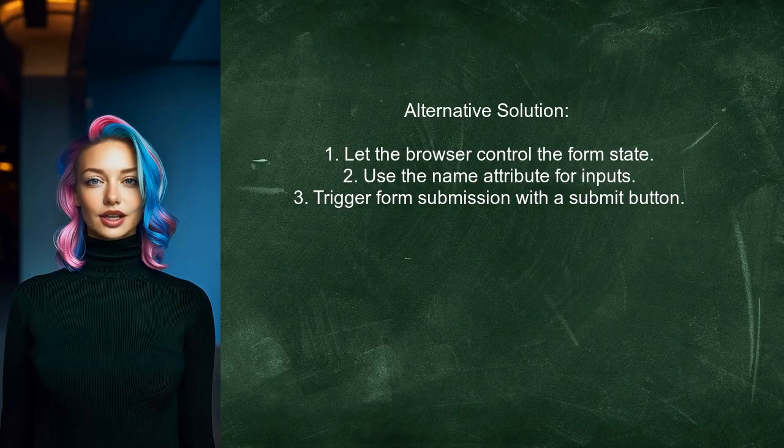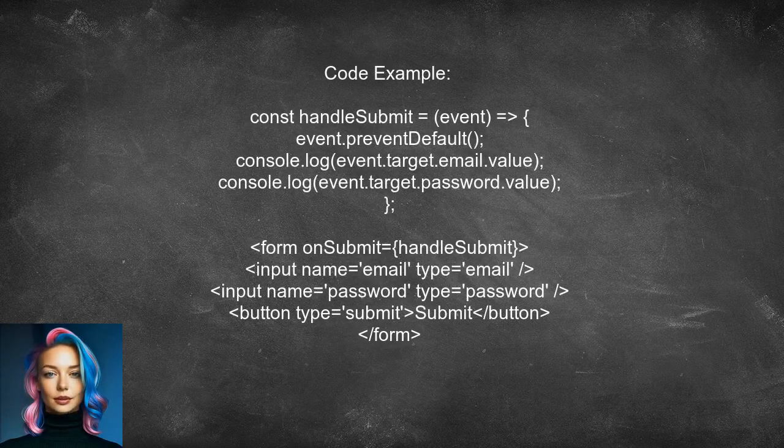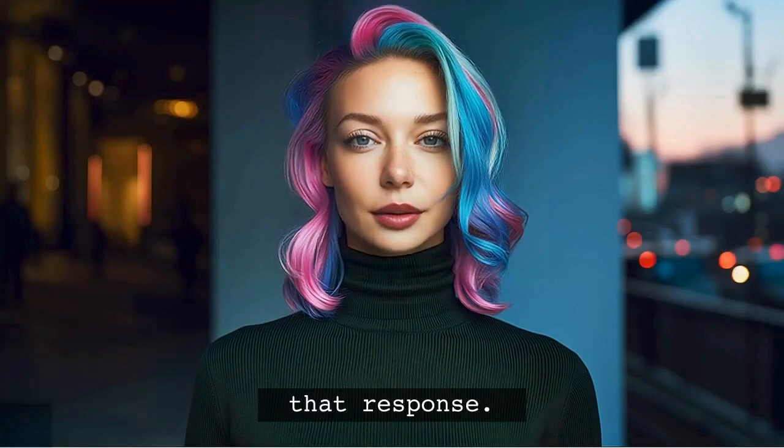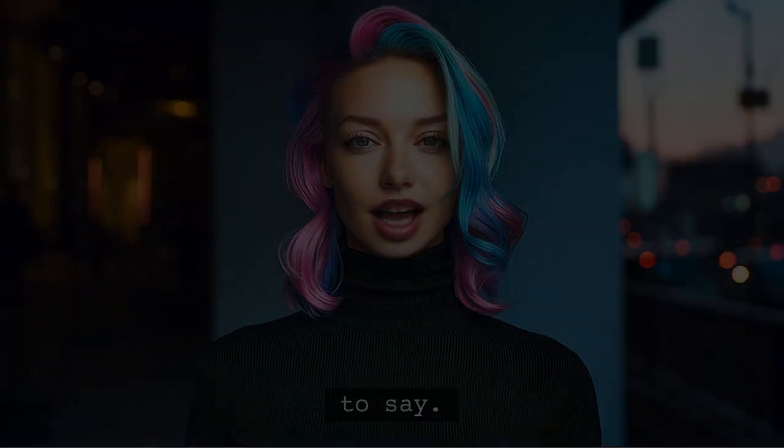An alternative approach suggests giving the browser control over the form to handle autofills effectively. Since the browser doesn't trigger the onChange event during autofill for security reasons, it's better to leave the form state to the browser. By using uncontrolled inputs and a submit button, you can access the autofilled values during form submission. Here's a simple example. Create a form with email and password fields and log their values on submission. That's all for that response. Let's see what someone else had to say.